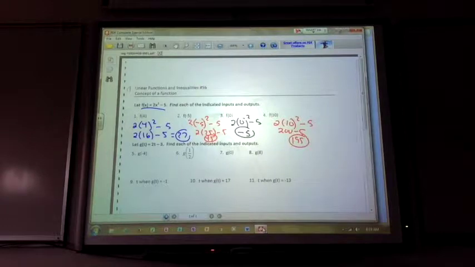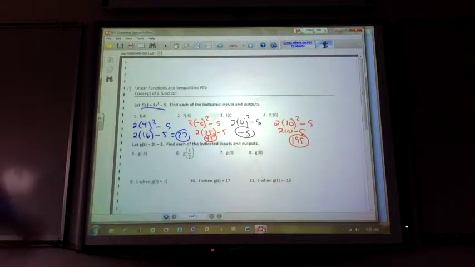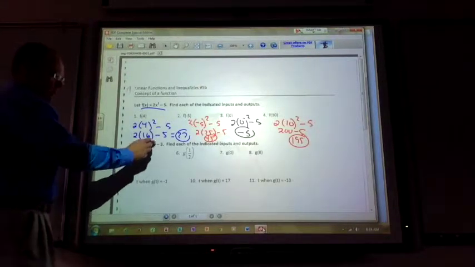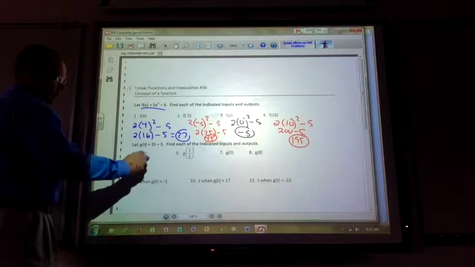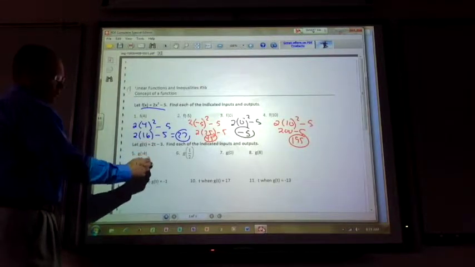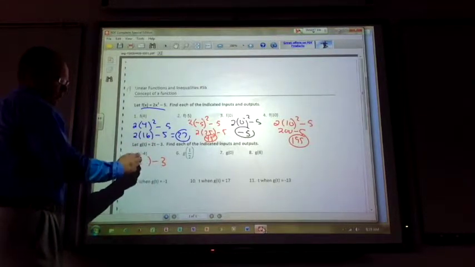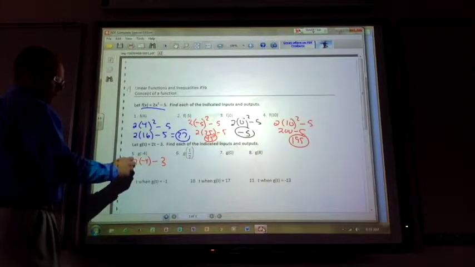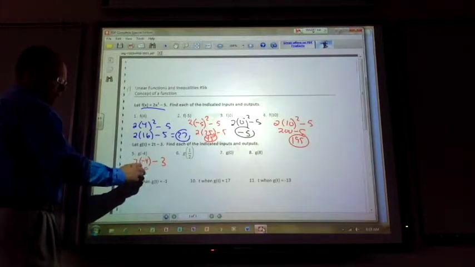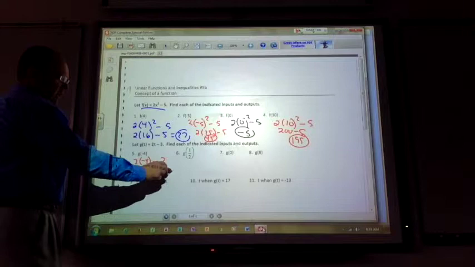If I gave you f at smiley face, you'd plug a smiley face in for wherever you have the variable. If I gave you f at m, you would put m in wherever you had your variable, and so on and so forth. Okay? Down here at the bottom one, I'm going to plug -4 in, so this gives me 2 times t. Some of you got confused because it was a t. It's just another variable. So now I'm going to plug -4 in. Okay? 2 times -4 is -8, minus 3, so I get -11.